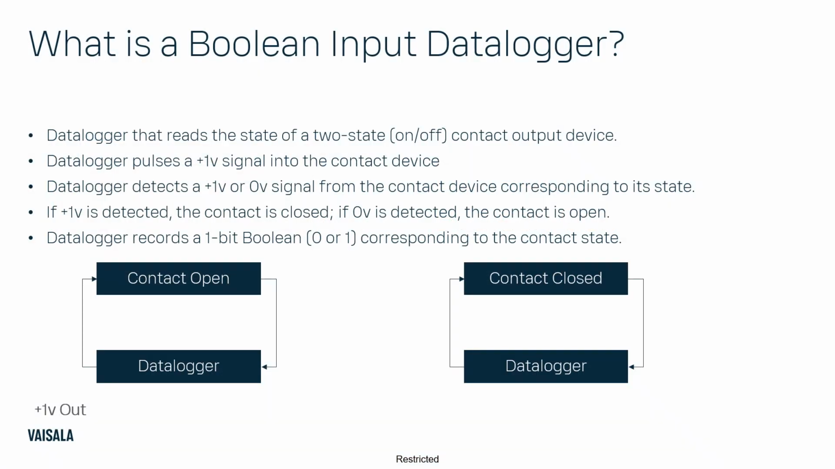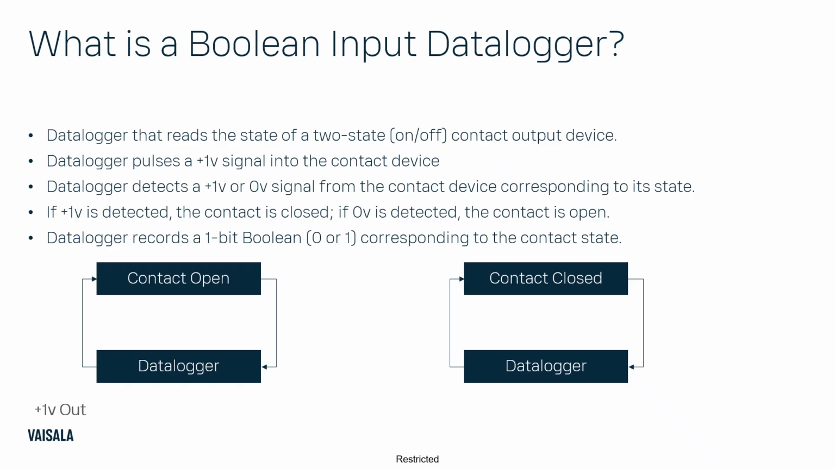So, what is a Boolean input data logger? It's a data logger that records the state of a two-state on-off contact output device. So it's reading the output from an external device. The data logger pulses a 1-volt signal into the contact device. The data logger detects either a 1-volt or 0-volt signal from the contact device corresponding to its state. If 1 volt is detected, the contact is closed. If 0 volts is detected, the contact is open. Basically, it's open or closed circuit.